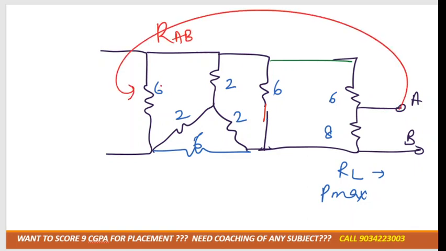Start from the opposite side. Can you tell me about this 6 and this 2 and this 2? Is there any relation between these two? No, this is a star. Okay. This star needs to be converted into delta.